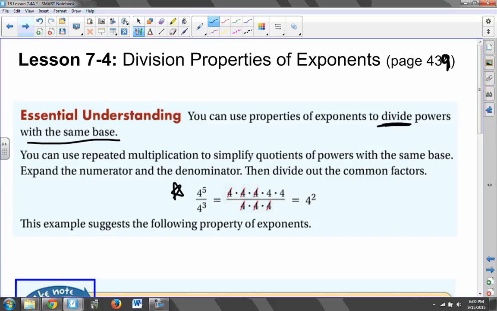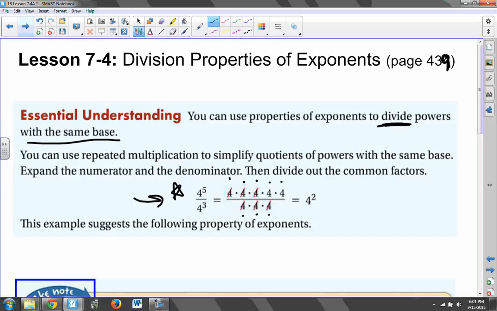Okay? So here's what we want to look at first. 4 to the 5th power over 4 to the 3rd power. 4 to the 5th power, we know is just 5 4s listed out and multiplied all together, right? 1, 2, 3, 4, 5 of them, right there on the top. On the bottom of our fraction, we have 3 of them. 4 to the 3rd power is 3 4s listed out. 1, 2, 3 of them right there.